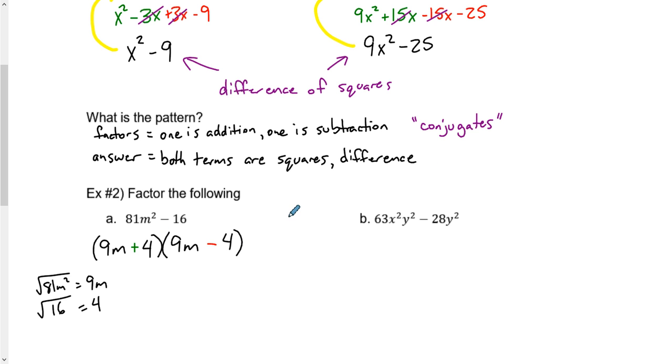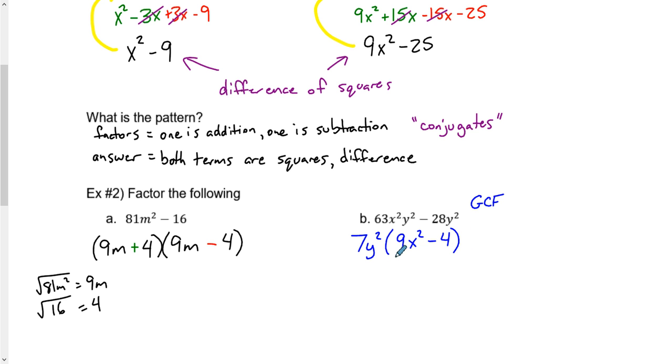Next one's a little bit trickier. 63 is not a perfect square. Neither is 28. But there is a greatest common factor. I cannot emphasize enough that your first step to factoring is always finding the greatest common factor. The greatest common factor between 63x squared y squared and 28y squared: first off, 7 can be factored out, as well as a y squared, leaving us with 9x squared subtracting 4.